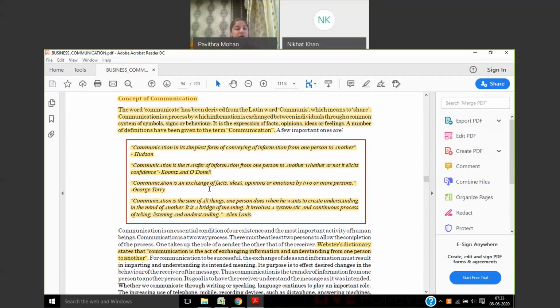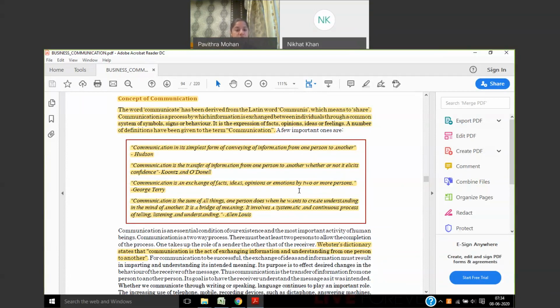Communication is the exchange of facts, ideas, opinions, or emotions by two or more persons. So it need not be one person talking to another person. It can be one person talking to a group of people. It can be any means where facts, ideas, opinions, or emotions are being exchanged.